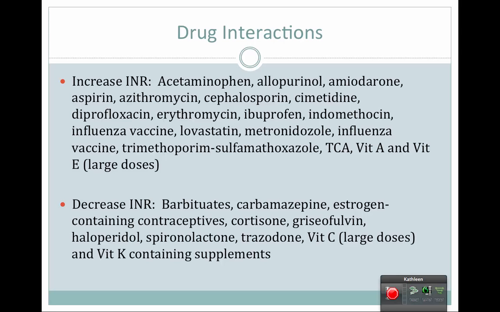decreasing INR. These are the medications. Griseofulvin, which is an antibiotic used systemically in treating superficial fungal infections. Barbiturates, carbamazepine, estrogen-containing contraceptives. Cortisone, Haldol, spironolactone, trazodone, vitamin C in large doses, and vitamin K containing supplements.